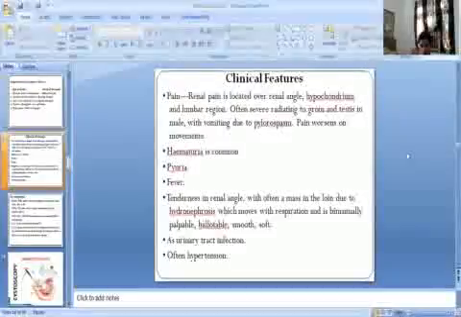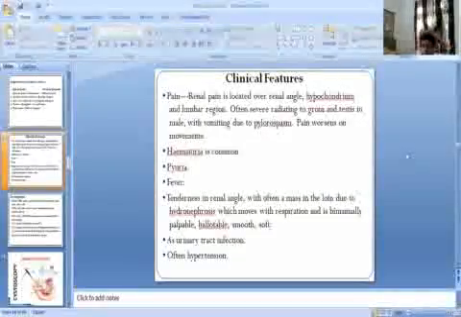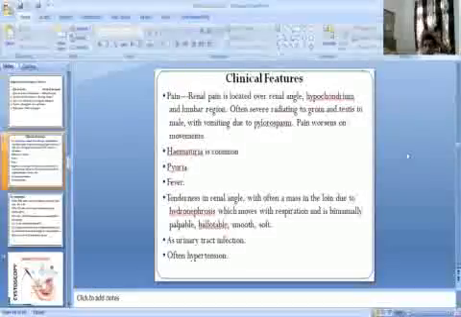Clinical features. Pain: renal pain is located over the renal angle, hypochondrium, and lumbar region. Often severe, radiating to groin and testes in males, with vomiting due to pylorospasm. Pain worsens on movement. Hematuria is common. Pyuria. Fever. Tenderness in the renal angle, with often a mass in the loin due to hydronephrosis, which moves with respiration and is bimanually palpable.